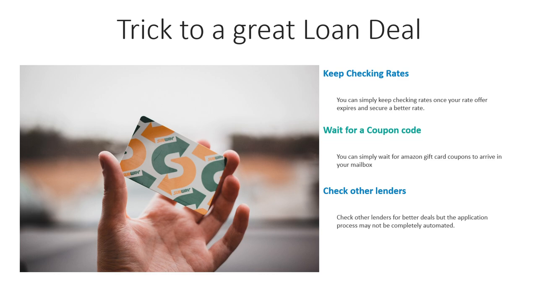And the last is to check other lenders. There are other lenders who can provide better deals, but the application process may not be completely automated for the other lenders. So overall, we should wait for some time after making an application just to see other options of getting a better rate or a coupon code, or if some other lender provides a better alternative rate.